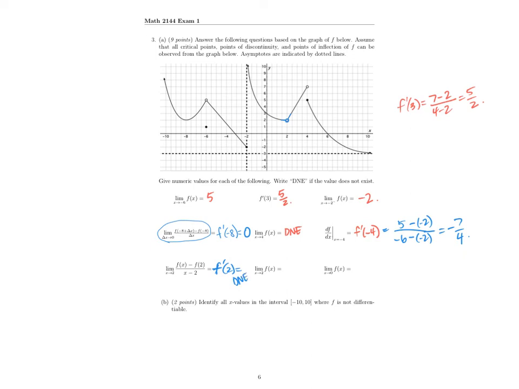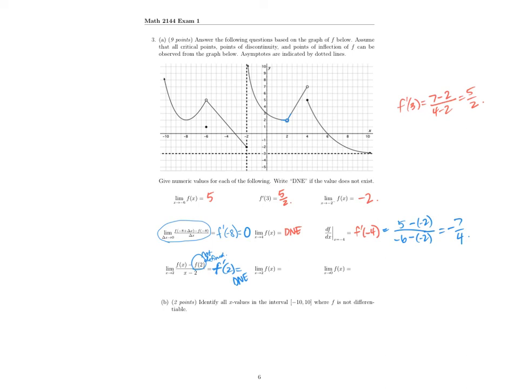So, all right, the limit as x approaches 2 of f of x. Well, another way we could say this is we know f of 2 is not defined. So since f of 2 is not defined, then that whole expression is not going to work.